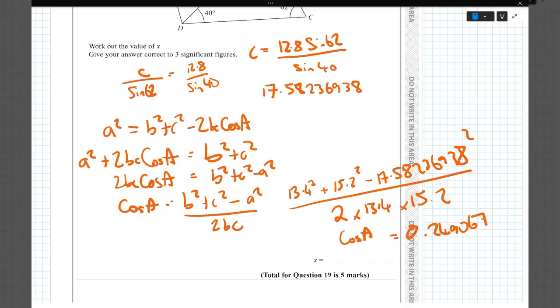So just to finish this off, we're going to hit shift cos answer equals. So shift cos answer equals, and that inverses cos, and we get 75.577637, which is 75.6.